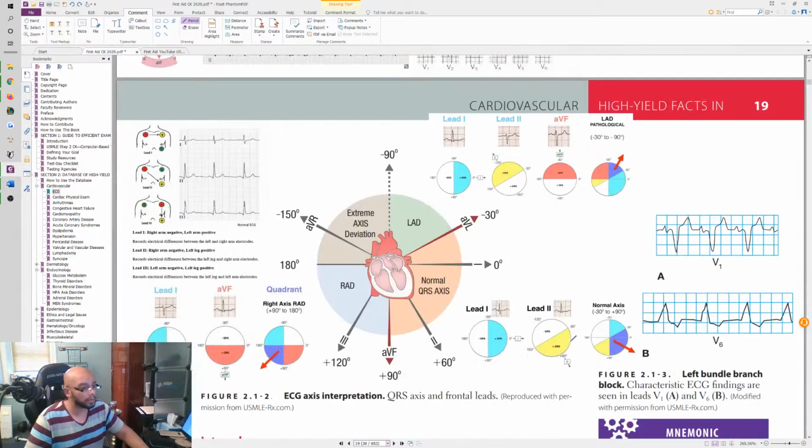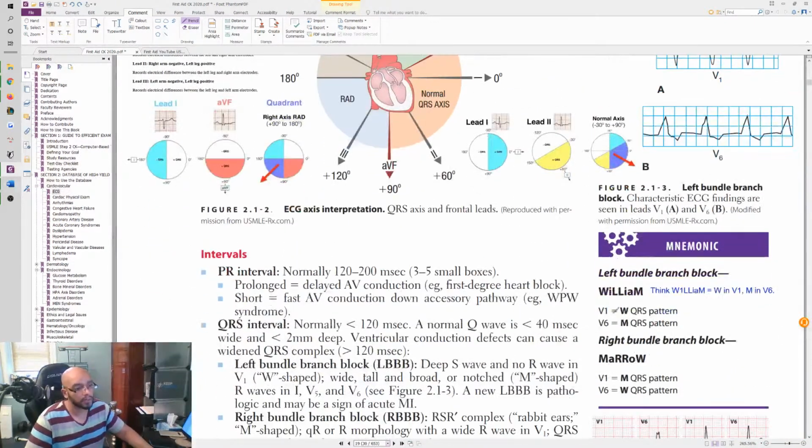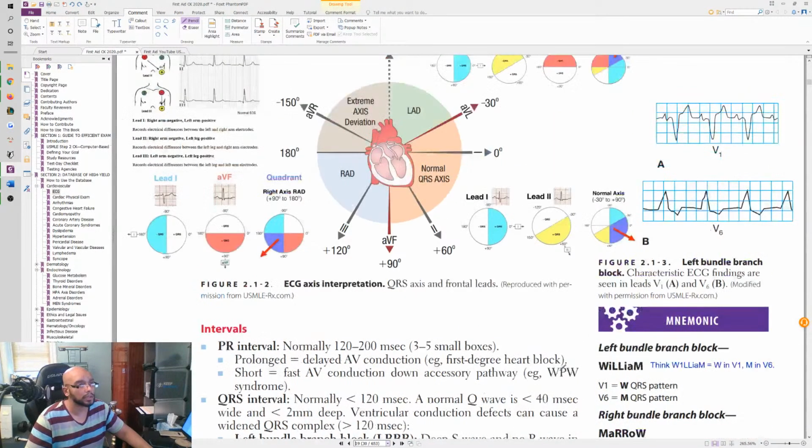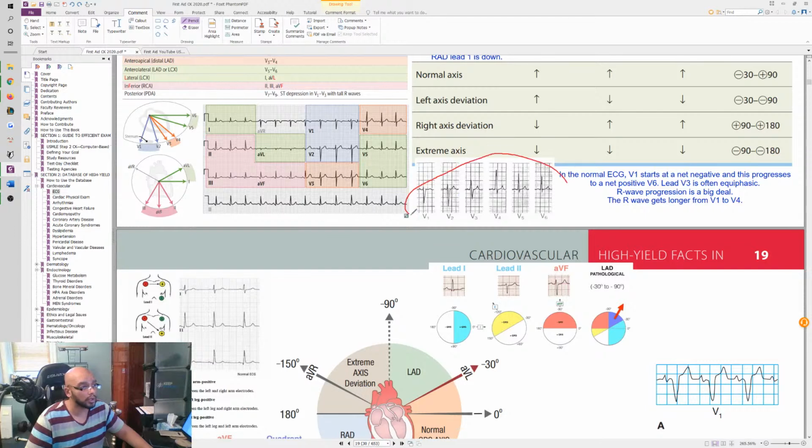And then, just like we did in the first video, to figure out bundle branch, you have the William and Marrow mnemonics from V1 and V6. You always want to make sure you can see your R wave progression from V1 to V6. R wave should go from being at the bottom to being at the top, and the transition should occur from V3 to V6. Right, that's the transition phase. So that's your normal R wave progression from V1 to V6.